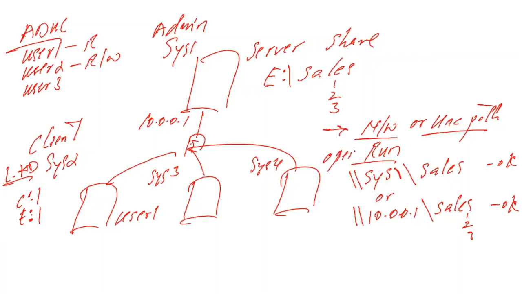We have to open the run here. These two commands are called network path, or you can say UNC path here.